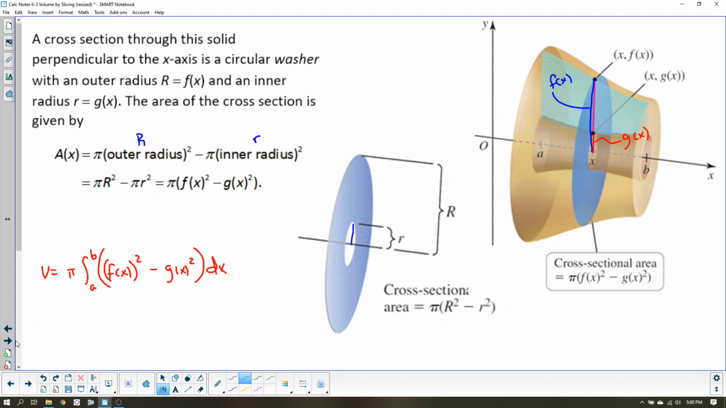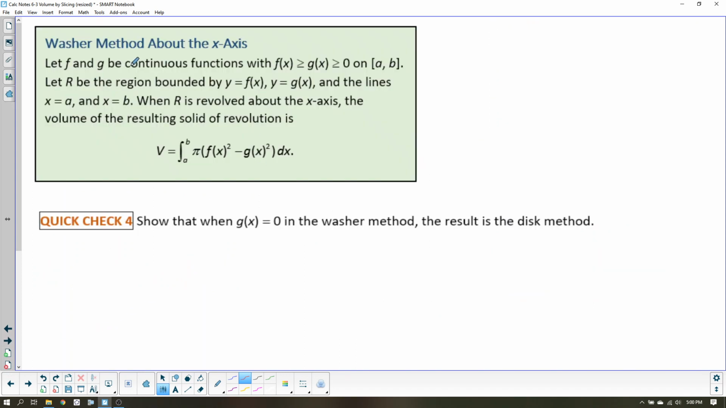So this is what we call the washer method. Now, the washer method really is the exact same thing as the disk method. It's just that in the disk method, g of x is 0. If I replace g of x by 0, then that whole thing would just give us the formula that we had before: the integral from a to b of pi times f of x squared dx, because we'd be subtracting 0. So this is what I mean by saying that the washer method is really just a generalization of the disk method.